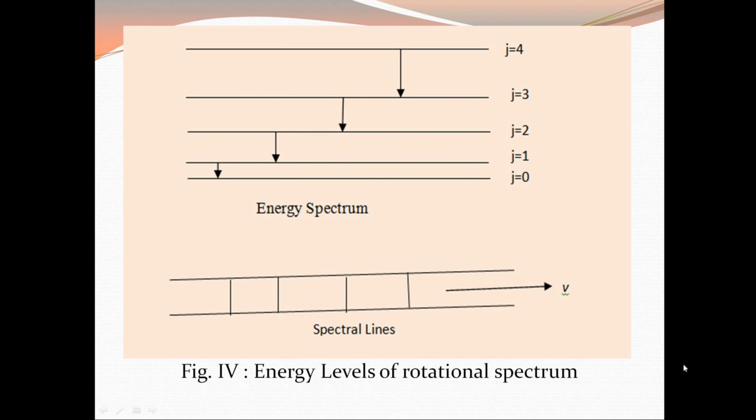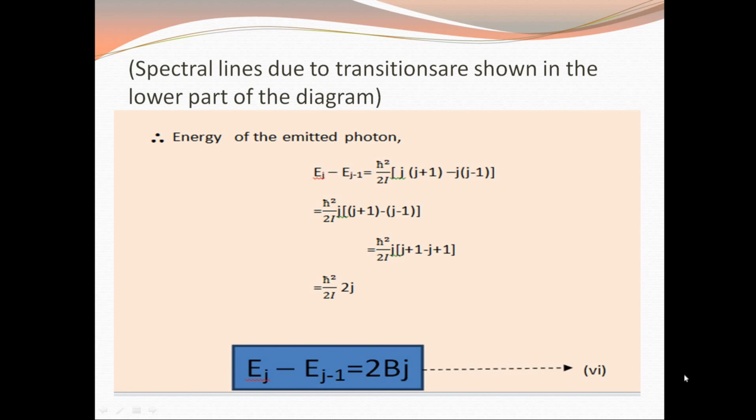So the energy spectrum is given, for rotational quantum number J equal to 0, J equal to 1, J equal to 2, J equal to 3, J equal to 4. That is given in figure 4. And because of that, we find the spectral lines, and this has been plotted. So these are the energy levels of the rotational spectrum. Now, spectral lines due to transitions are shown in the lower part of the diagram that we have just discussed.